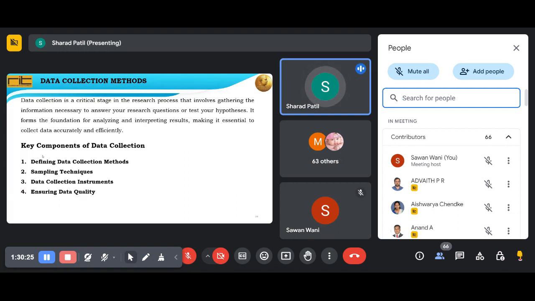That is, what are the different methods of data collection. Now, why is it required? That part I think you all know well, or in the coming lecture you may get it. So what are the different key components of data collection? That is defining data collection methods, then the sampling techniques, data collection instruments, how you are going to collect it, and ensuring the data quality.